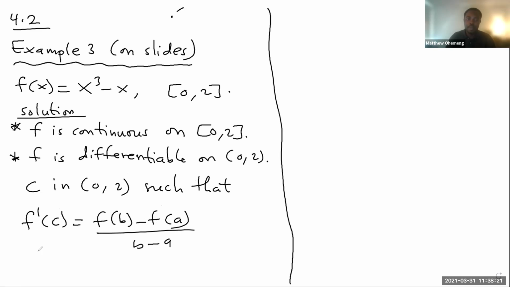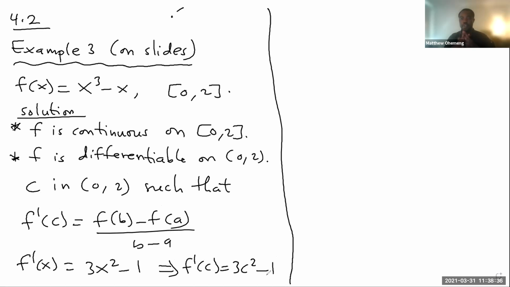So to get the f prime of C, we first find f prime of x. So f prime of x will be equal to 3x squared minus 1. So if f prime of x is 3x squared minus 1, then f prime of C will be 3c squared minus 1. I hope you follow. Any questions up to this point? Okay, so we have the f prime of C. We have the left-hand side of the equation, right? Now we are trying to solve for C. That's the goal of this question.